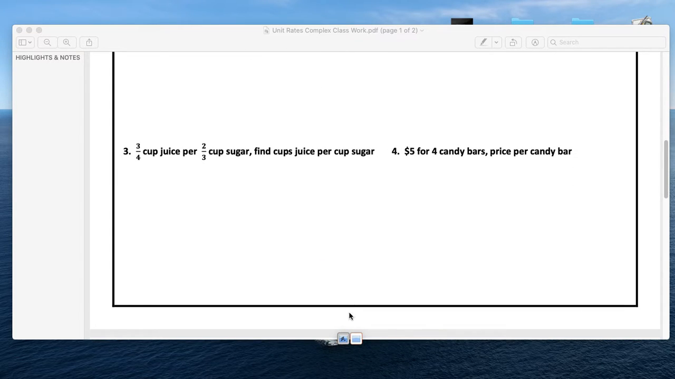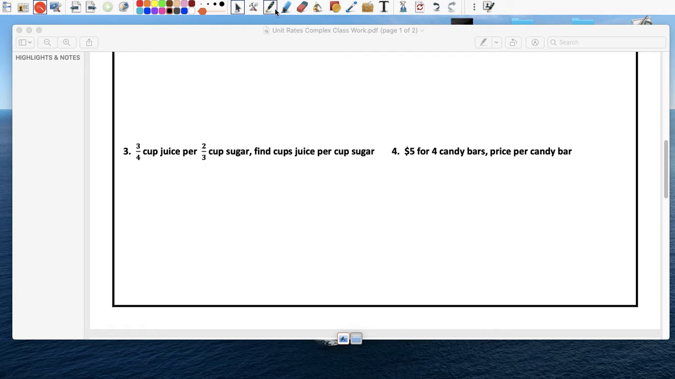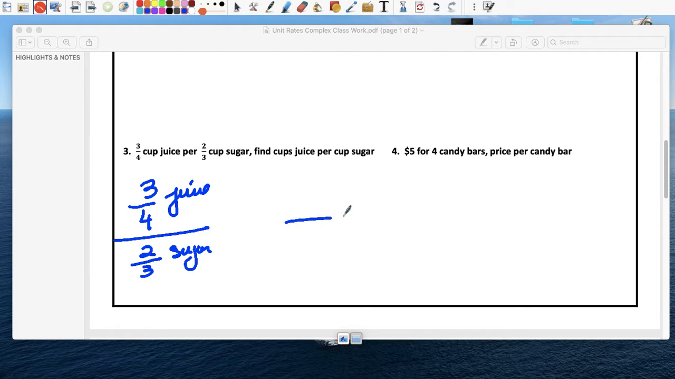Let's do 3 and 4. 3, again, we want cups of juice per cup of sugar. Okay. Necesitamos 3 cuartos de jugo, juice, para cada 2 tercios de azúcar, sugar. Si tengo un vaso de azúcar, ¿cuántos vasos de juice necesito?